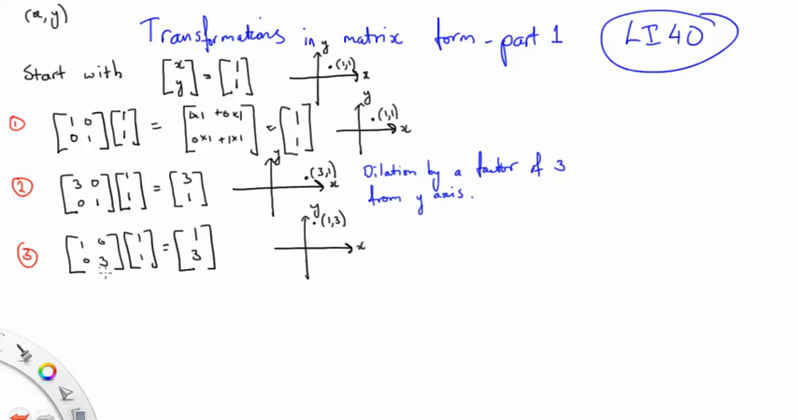Aha, so this must be dilation by a factor of 3 from the x-axis. So this is dilation by a factor of 3 from the x-axis. Notice the subtle differences with DRT. Make sure you notice that. Alright, well, that's our dilations. What about reflections? Reflections are important as well.